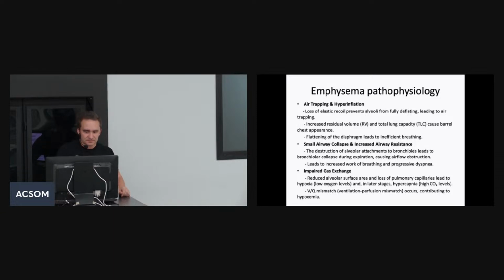And then this leads to shortness of breath and impaired gas exchange. Reduced alveolar surface and pulmonary capillaries lead to hypoxia, and in later stages, hypercapnia as well. So hypoxia is because they have decreased surface for the gas exchange, and hypercapnia develops from decreased ventilation. This will be coming up frequently: hypoxia is gas exchange, and hypercapnia is ventilation.